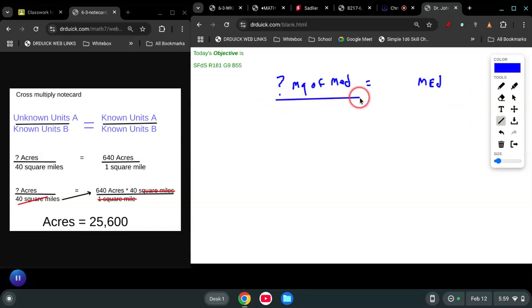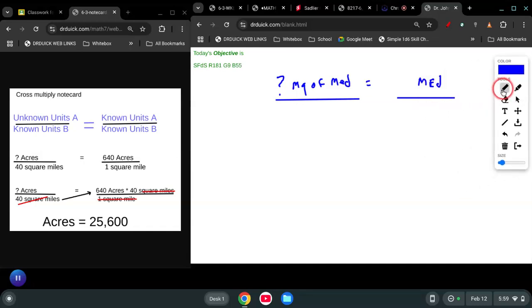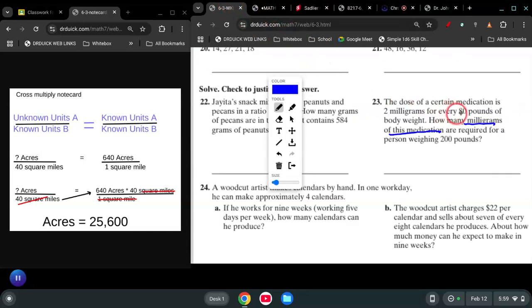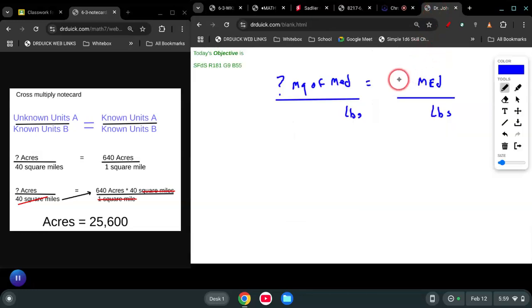That must mean underneath must be LBS, pounds, right? I don't understand why it's LBS, but we'll go with it. LBS here and LBS here. So what's my ratio of medication to pound? Medication is 2 milligrams for every 80 pounds, right? So I'm going to go back here, 2 mg for every 80 LBS.